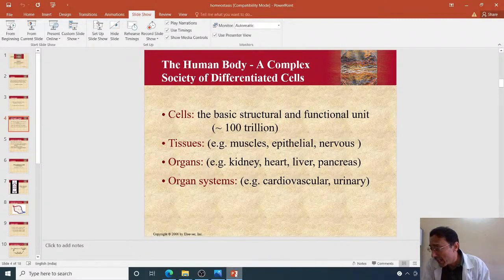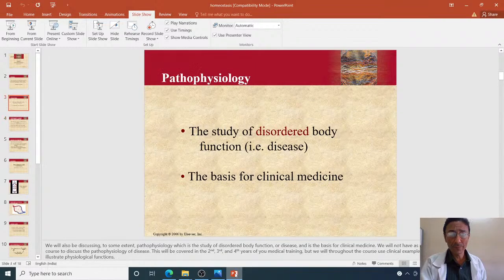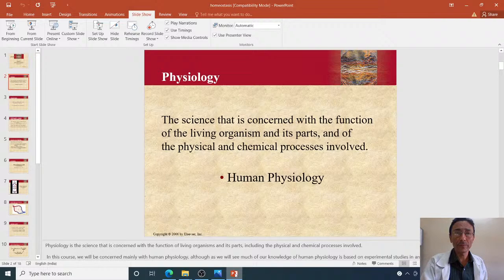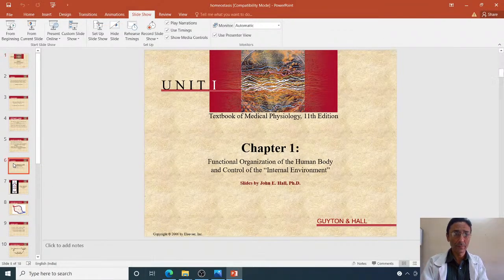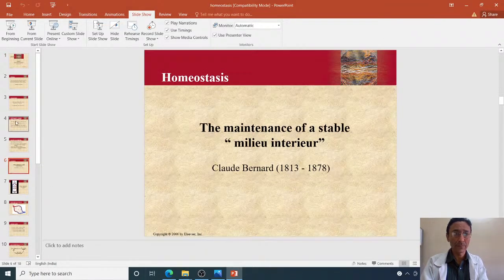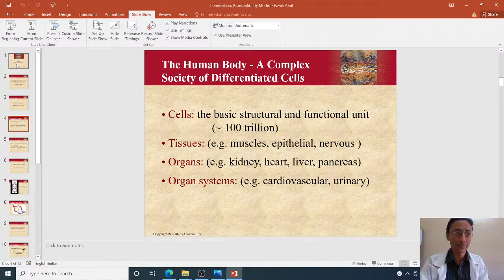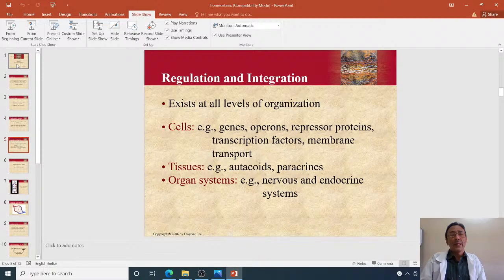Now we go on into the next section where we will discuss the regulation and the integration of the various systems.